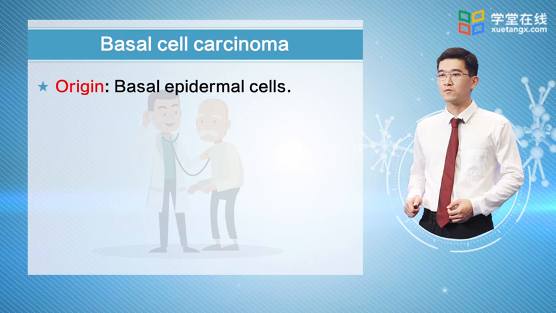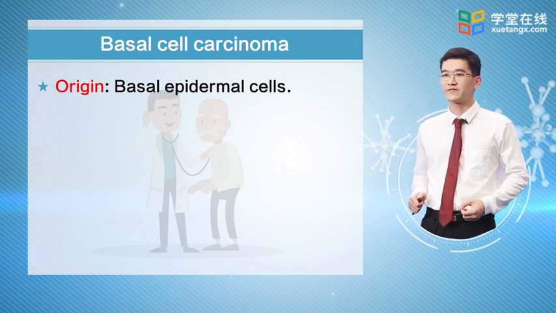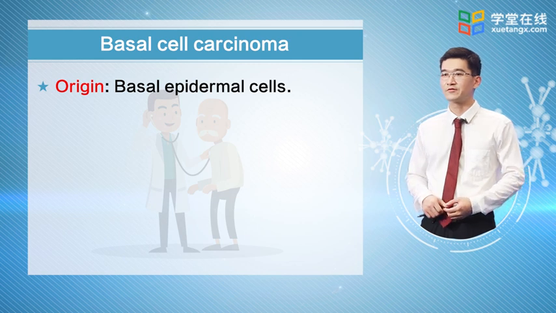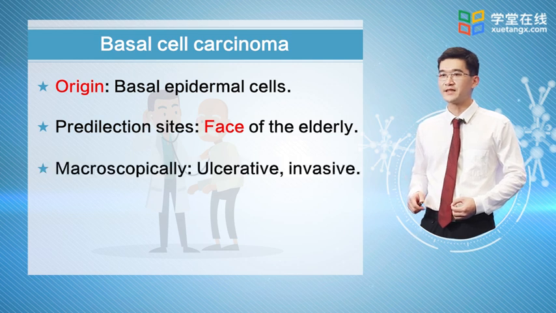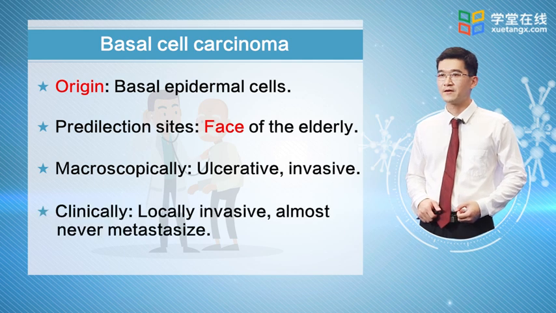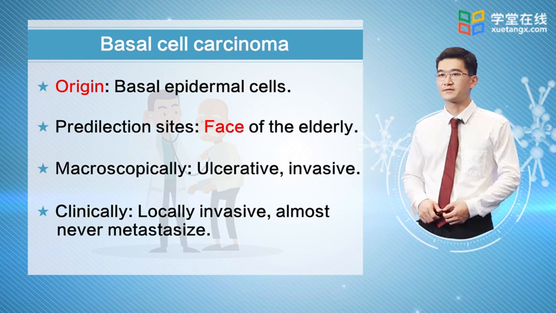Basal cell carcinoma is a low-grade malignant tumor originating from the basal epidermal cells. They occur most often on the light-exposed areas of the skin, particularly the face of the elderly, and usually present as nodular or ulcerated lesions. Clinically, basal cell carcinomas are locally invasive, but they almost never metastasize.